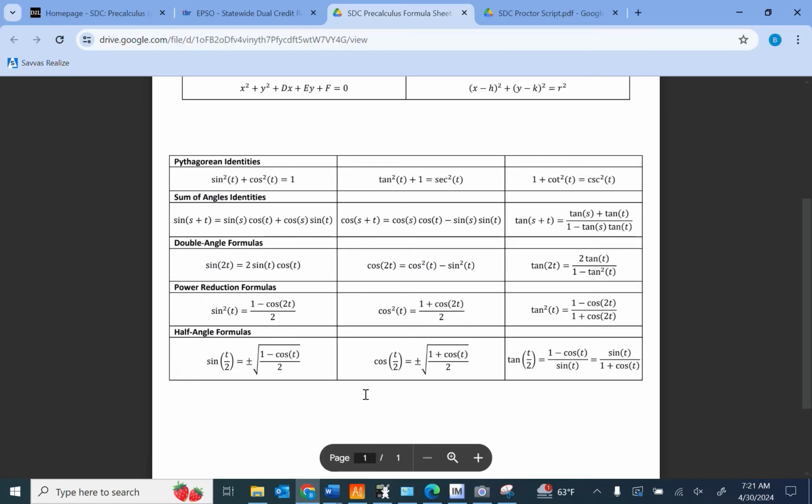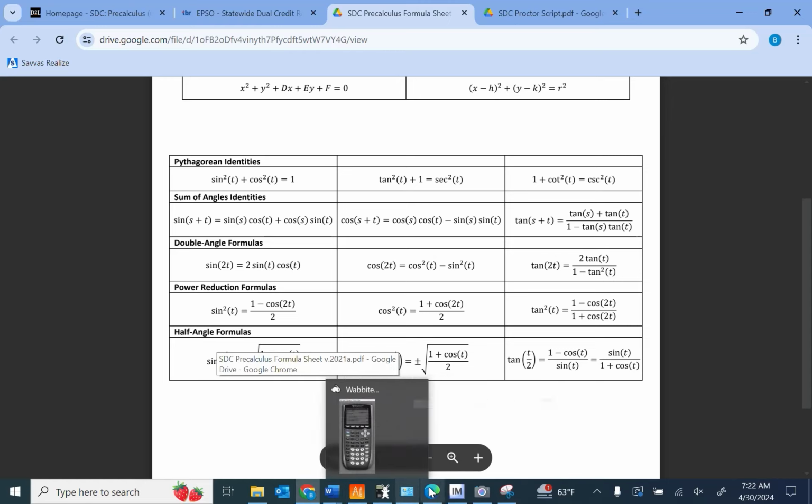If I look at my reference sheet, it's that one. The cosine of t over 2, I'm writing it down right now, equals plus or minus the square root of 1 plus the cosine of t, over 2. All right, so back to my scheduled programming here.